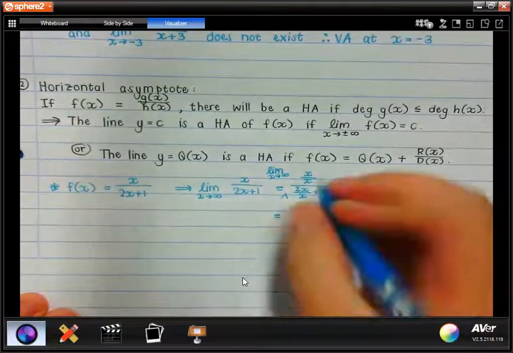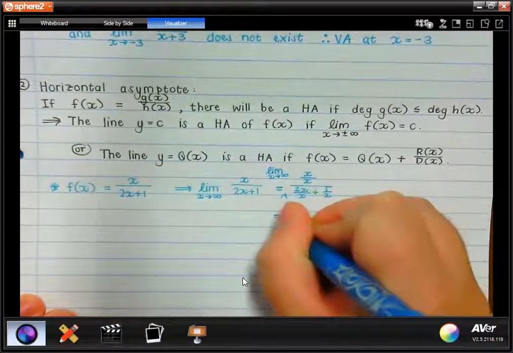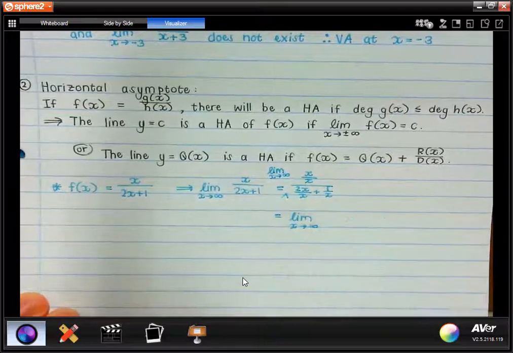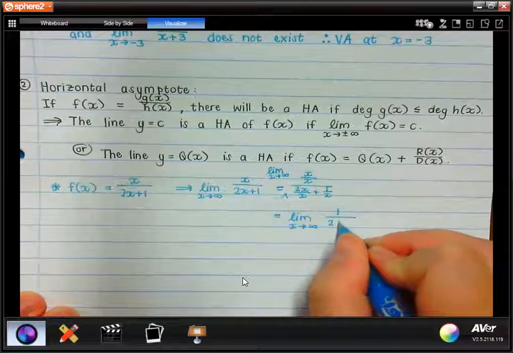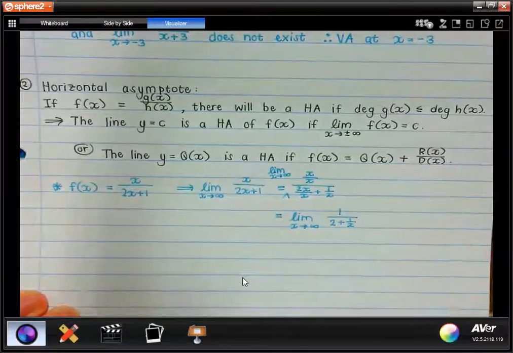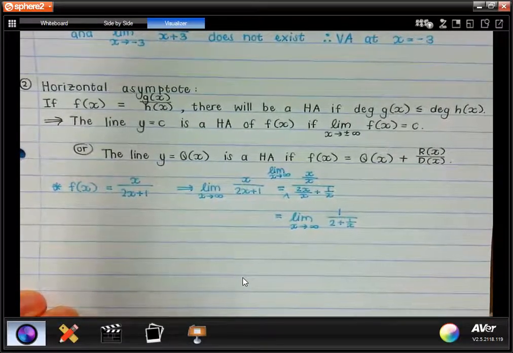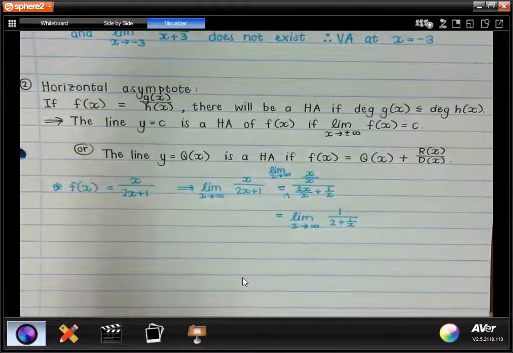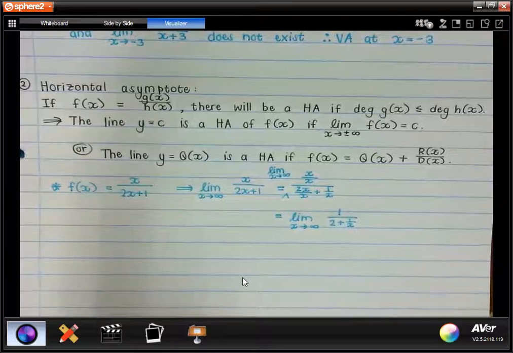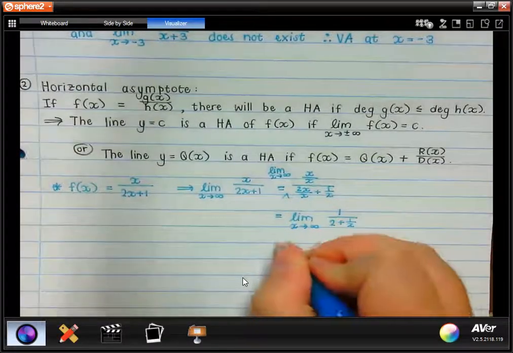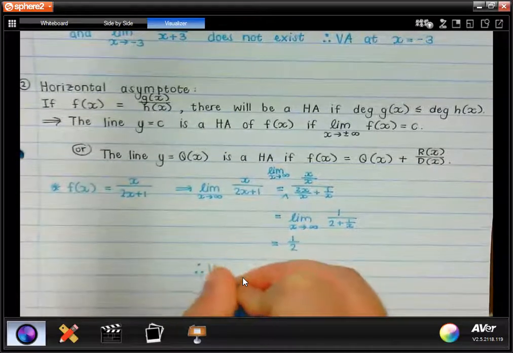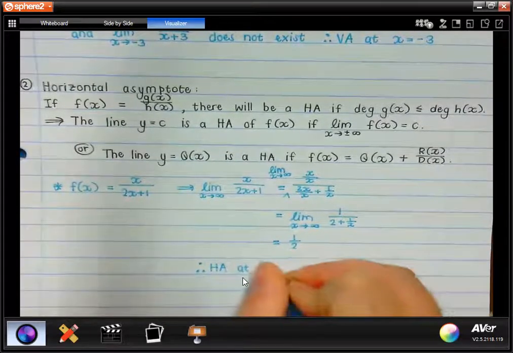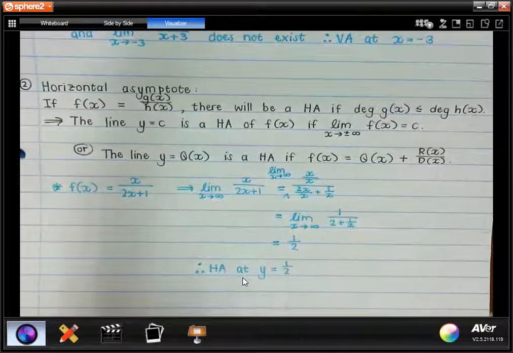So what am I left with at the top? Let's do the limit first before we forget again. Limit as x tends to infinity, we have 1 at the top over 2 plus 1 over x. And now if we think of 1 over x, whenever x tends to infinity, it's going to tend to 0, essentially. So what am I left with? 1 over 2. That means that we're going to have a horizontal asymptote at y equals a half.